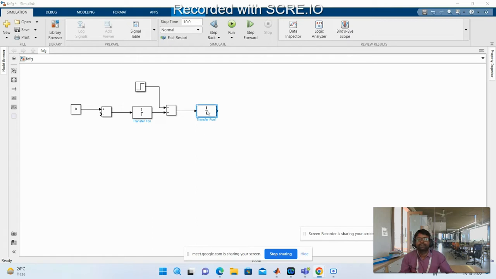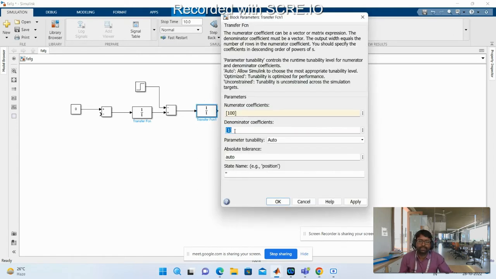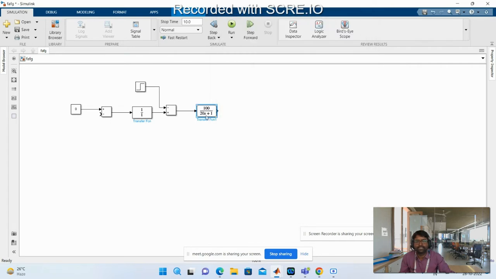Yeah. So now the second transfer function is for the power system block, Kps by 1 plus sTps. The Kps value is equal to 100 in the numerator, whereas in the denominator we have 1 plus sTps, where the coefficient of s is the Tps value, equal to 20. That's why we are keeping it as 20s plus 1. So 100 divided by 1 plus 20s, or 20s plus 1, right?